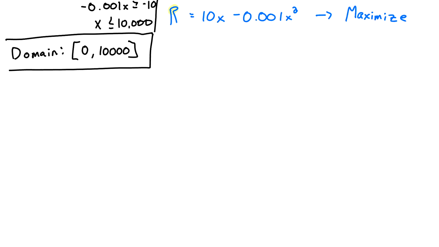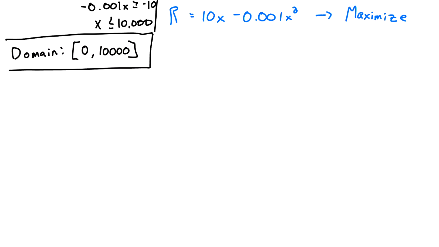In our last video, we were able to set this problem up. We were able to find our objective function in terms of one variable. So we've got r equals 10x minus 0.001x squared, and we said we were trying to maximize this function. We also found the domain of this function. It's a closed interval this time, between 0 and 10,000.